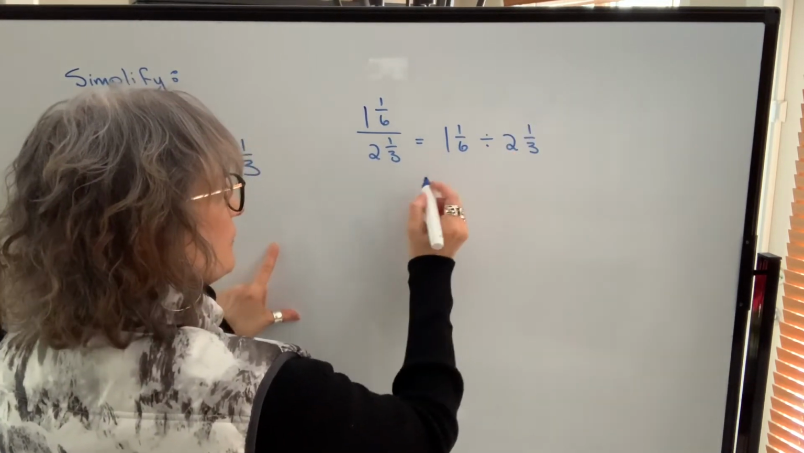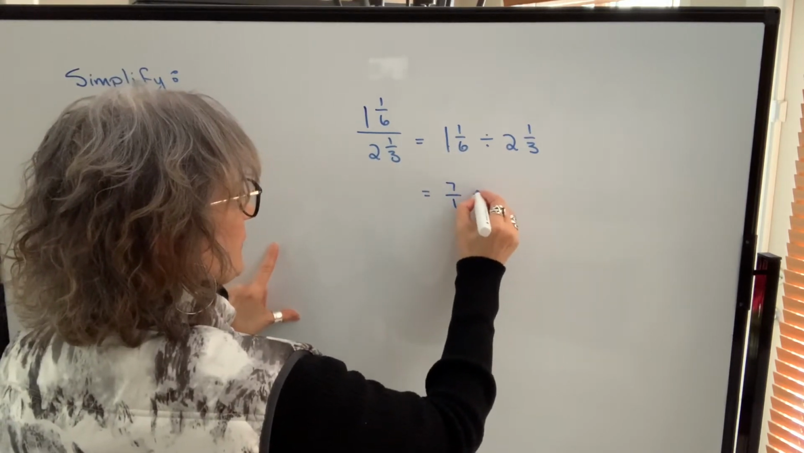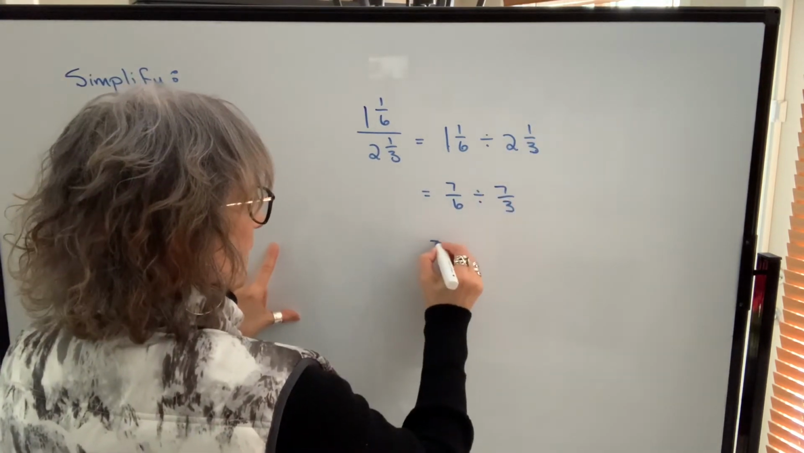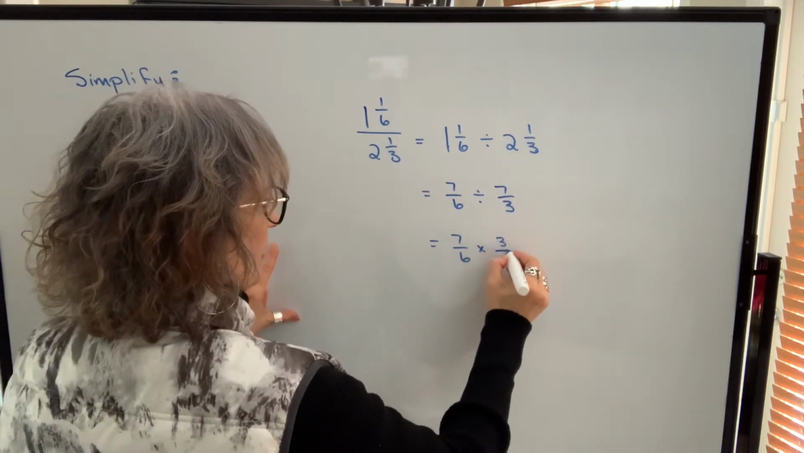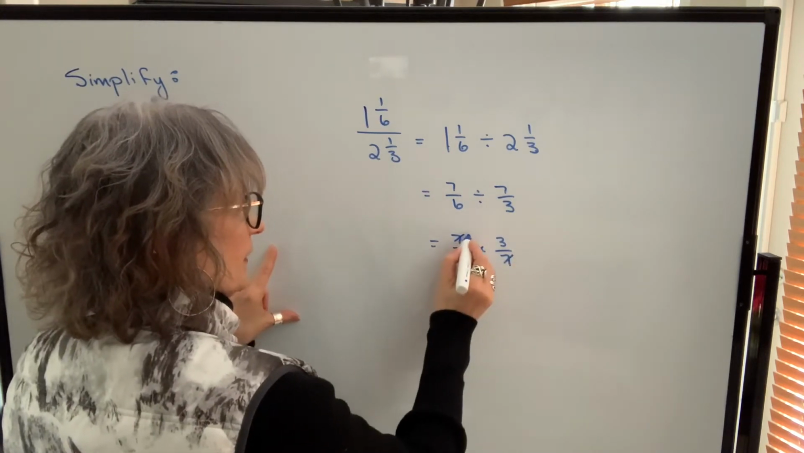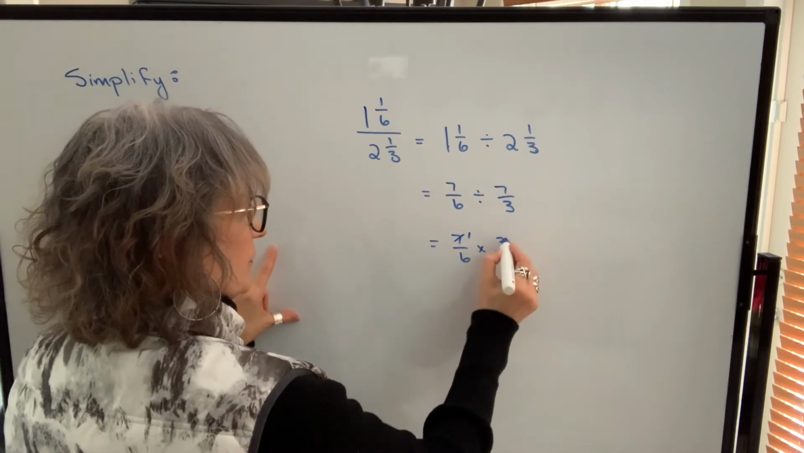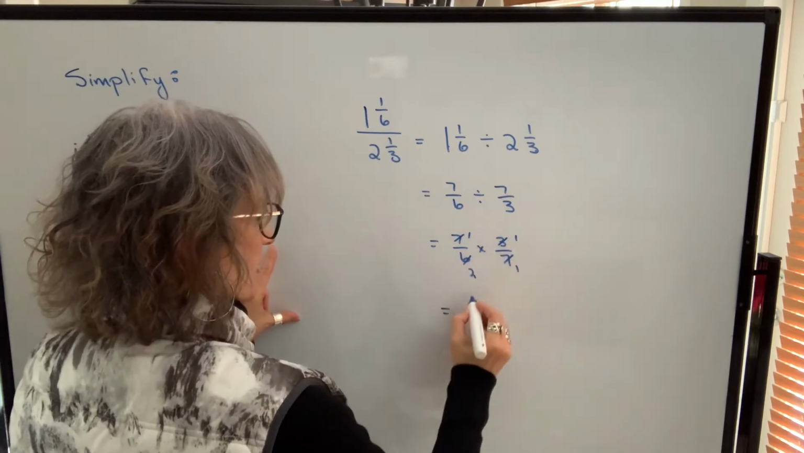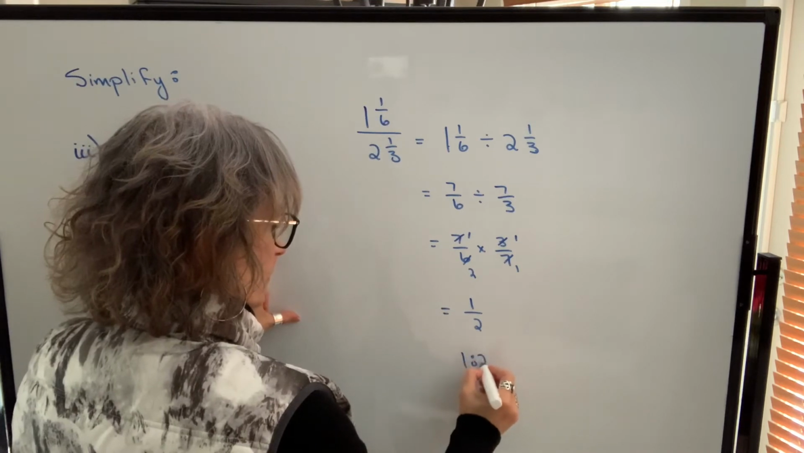The way you divide fractions is you need improper fractions. So this will be 7/6 divided by 2 times 3 is 6 plus 1 is 7/3. And then the way you divide fractions is you multiply by the reciprocal of the divisor. So you multiply by 3/7. We can cancel. The 7 divides into the numerator once, into this denominator once. Then we could cancel a 3 into there once, a 3 into there 2. And we end up with 1/2. And we can express that as 1 to 2.